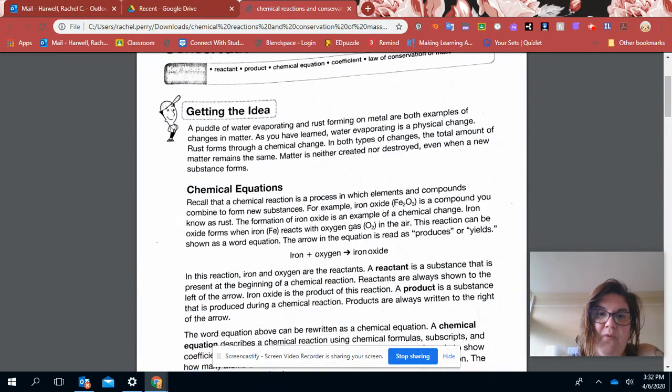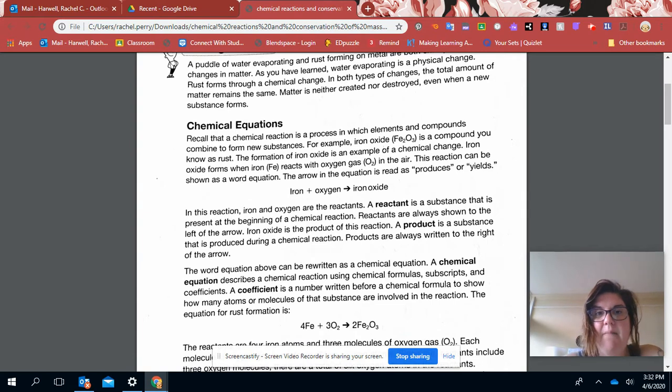Recall that a chemical reaction is a process in which elements and compounds combine to form new substances. For example, iron oxide, Fe2O3, is a compound you know as rust. The formation of iron oxide is an example of a chemical change. Iron oxide forms when iron, Fe, reacts with oxygen gas, O2, in the air. This reaction can be shown as a word equation. The arrows in the equation read as produces or yields. So here we have iron plus oxygen yields or produces iron oxide, which is rust.